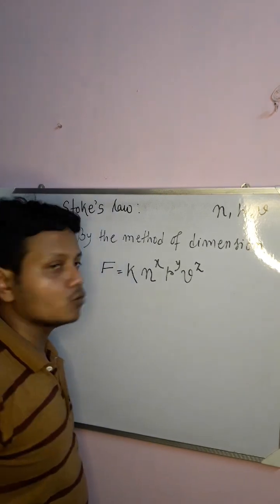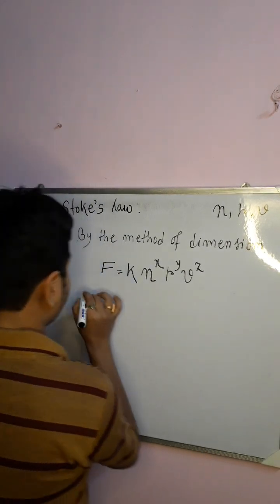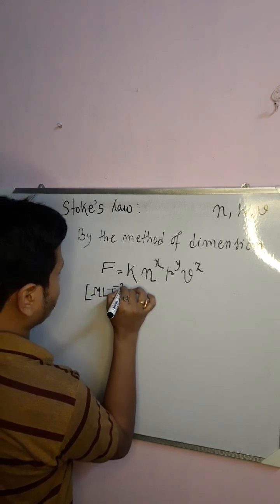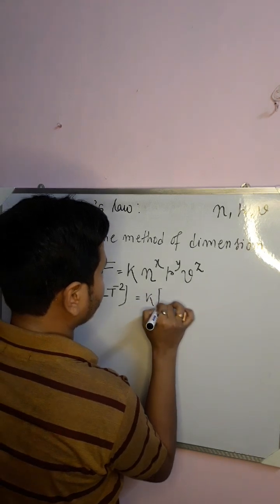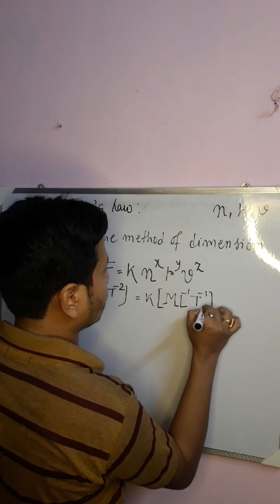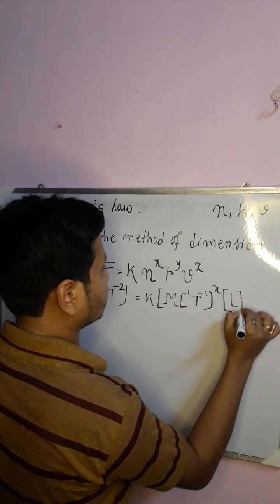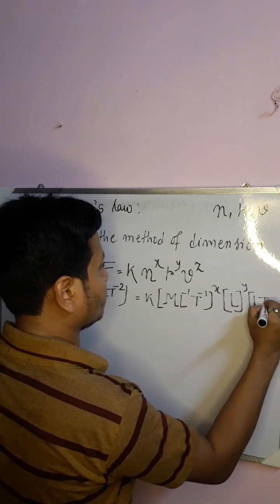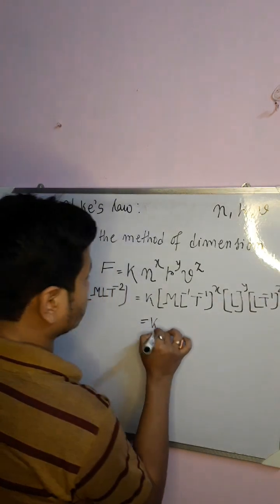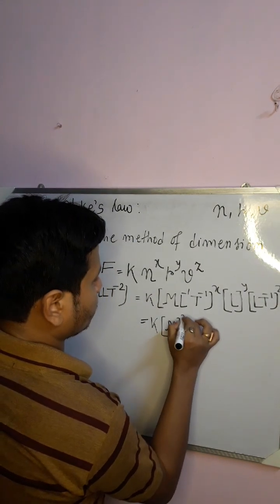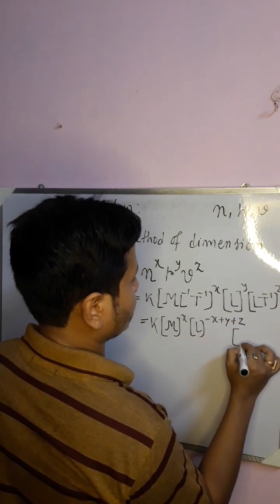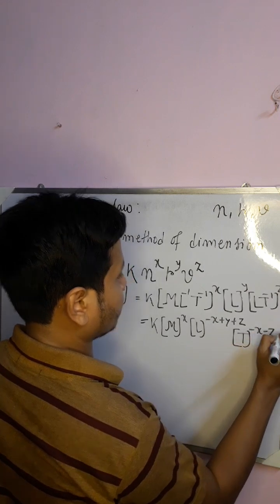Now we have to write this in terms of dimensions. What is the dimension of force? MLT to the power minus 2. And what is the dimension of eta? We all know, M L to the power minus 1, T to the power minus 1. And what is the dimension of r? That is length. And what is the dimension of v? L T to the power minus 1. So this is simply M to the power x, L to the power minus x plus y plus z, and T to the power minus x minus z.